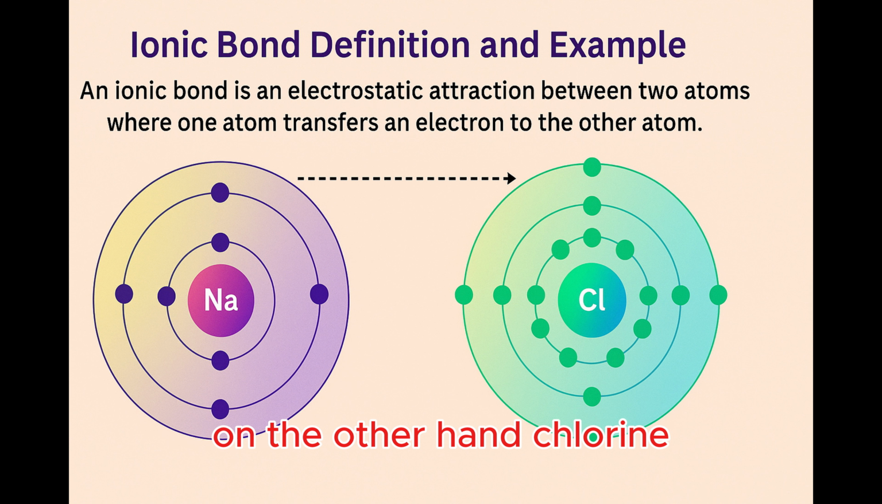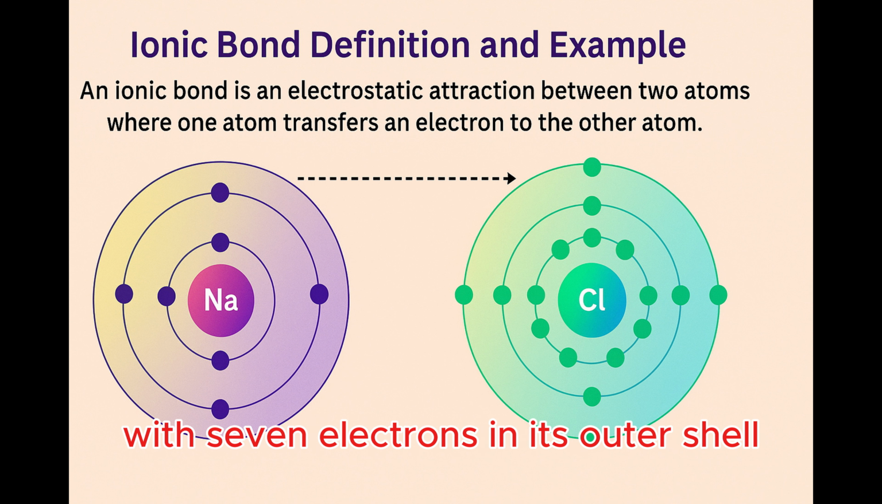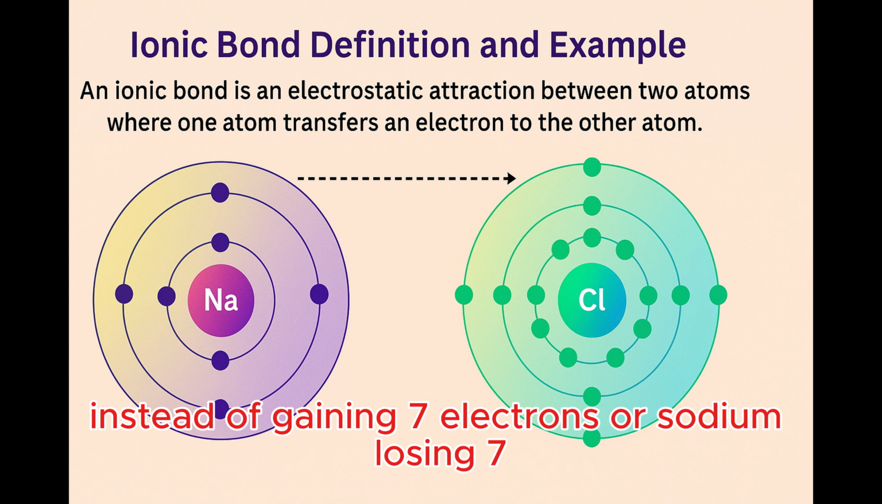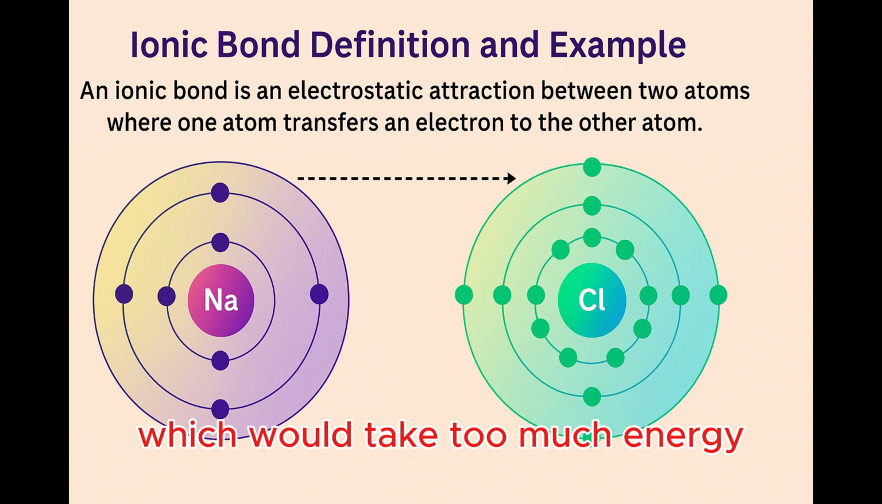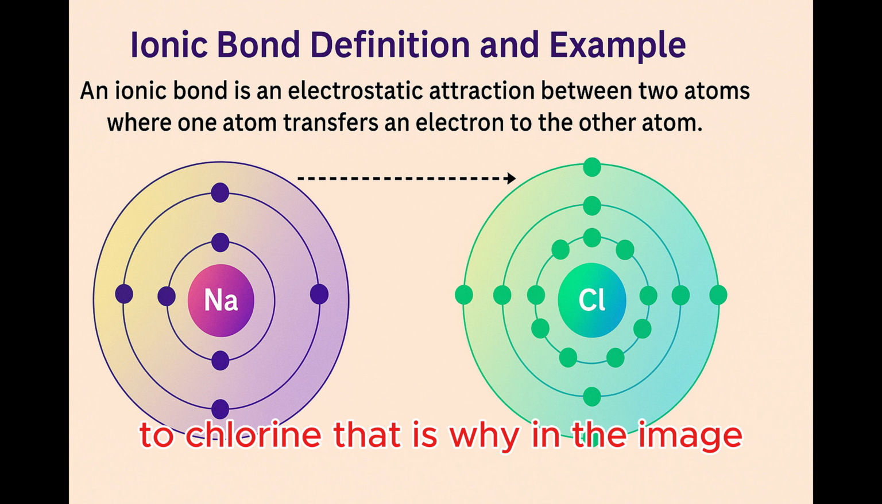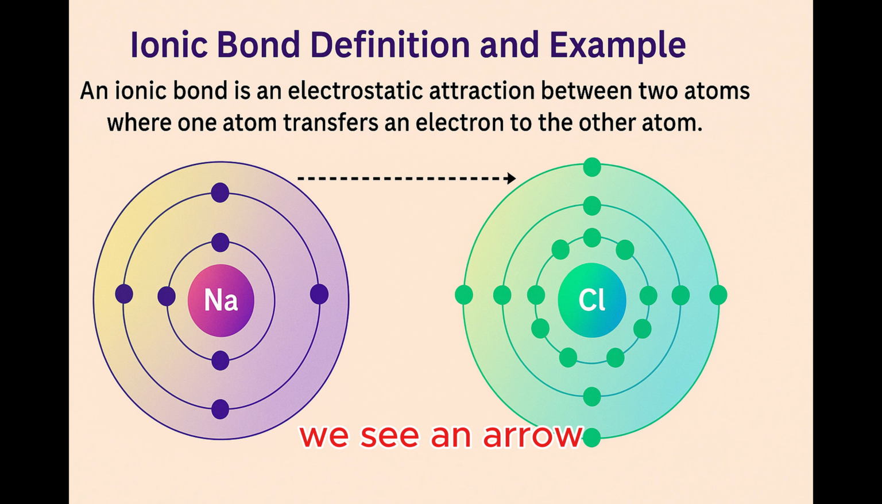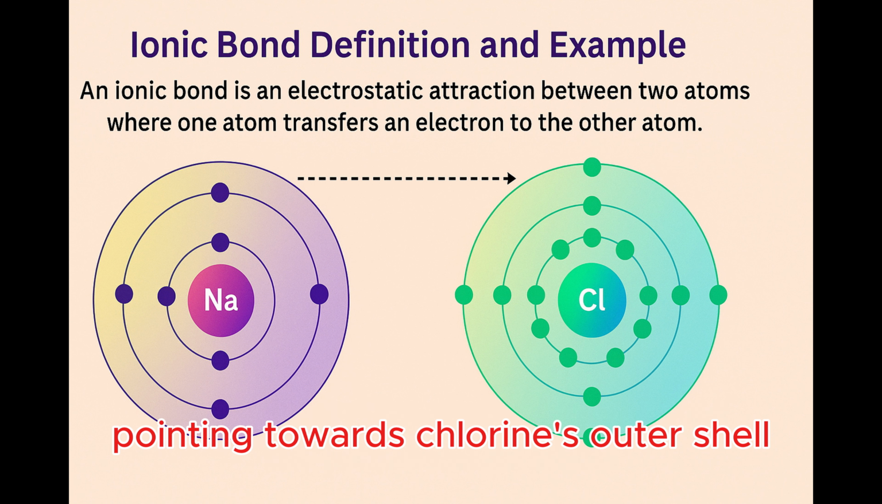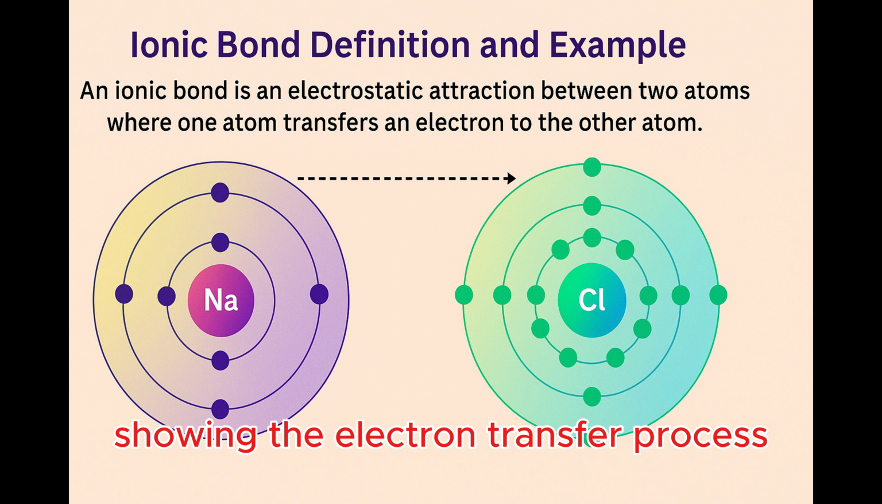On the other hand, chlorine, with 7 electrons in its outer shell, needs just 1 more electron to complete its octet. Instead of gaining 7 electrons or sodium losing 7, which would take too much energy, the simplest and most efficient solution is for sodium to donate its 1 electron to chlorine. That is why in the image we see an arrow drawn from the single electron of sodium's outer shell pointing towards chlorine's outer shell, showing the electron transfer process.